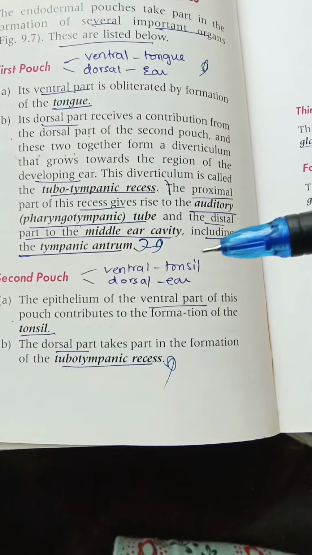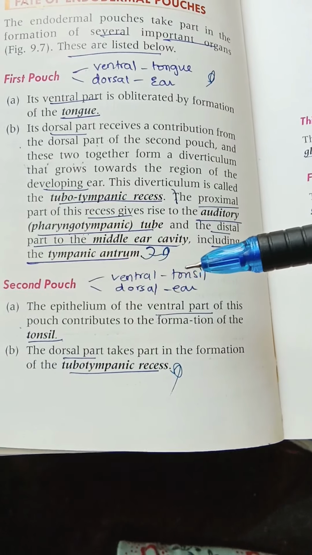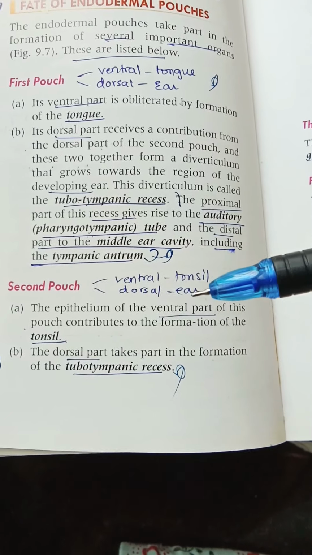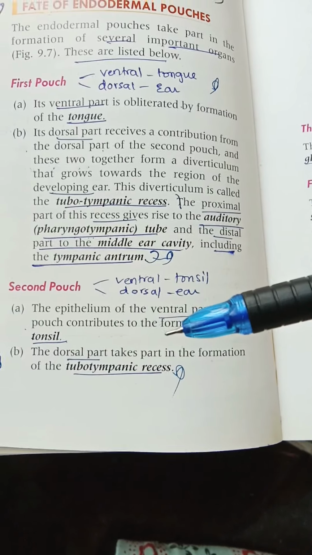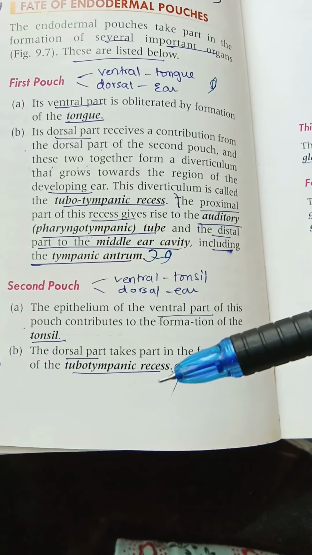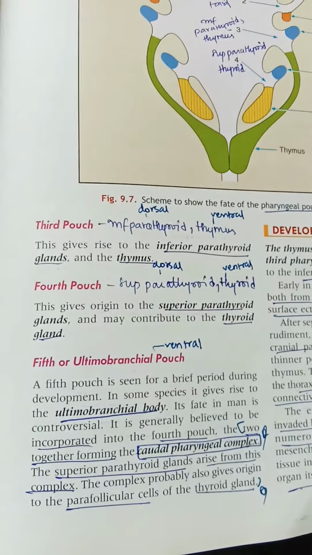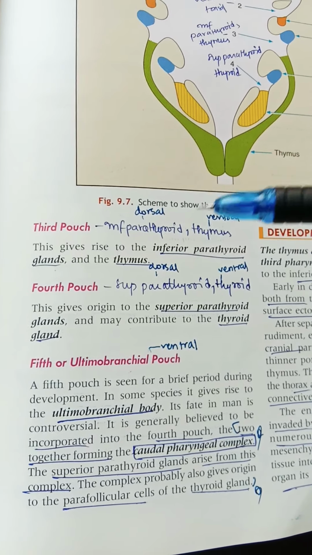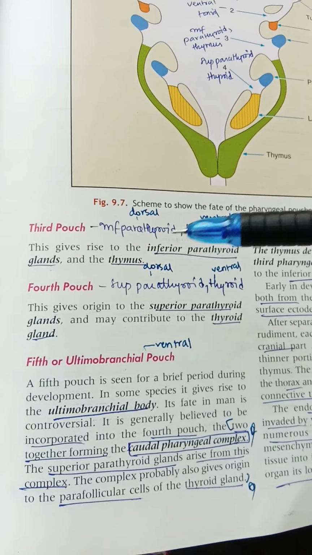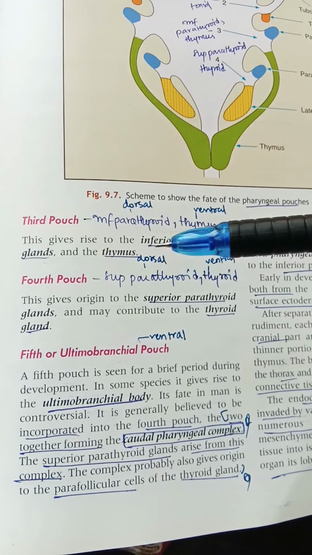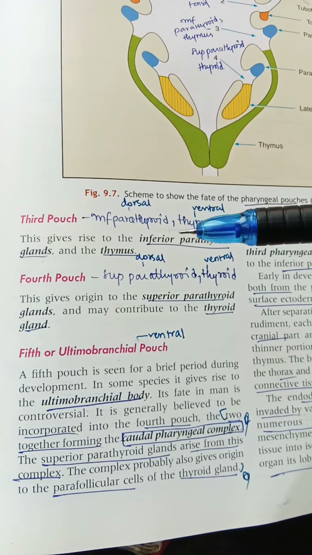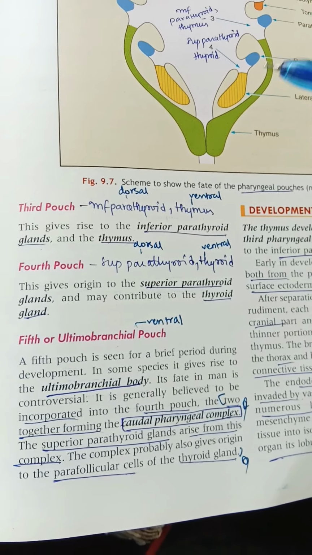And next, the second pouch gives rise to ventral and dorsal again, the ventral to the tonsil and the dorsal to the ear, the ear part is nothing but the tubotympanic recess. And next, coming to the third pouch, dorsally we know it as inferior parathyroid, thymus ventrally, fourth pouch superior parathyroid dorsally, and thyroid ventrally, right.